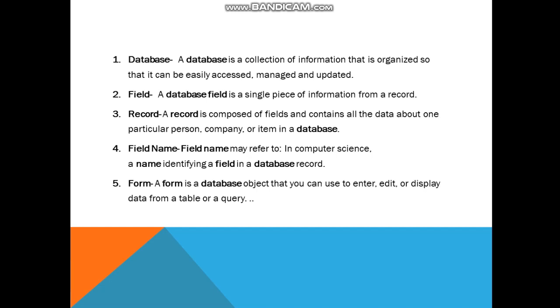Next, field name. Field name may refer to, in computer science, a name identifying a field in a database record. Or you can say the column label for a field is known as field name. All field names are displayed in one row. Example: roll number, name, subject name, etc.